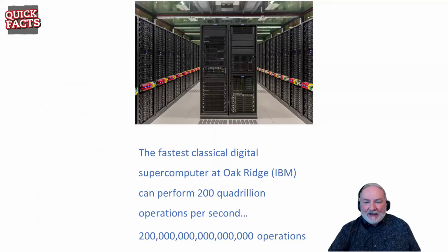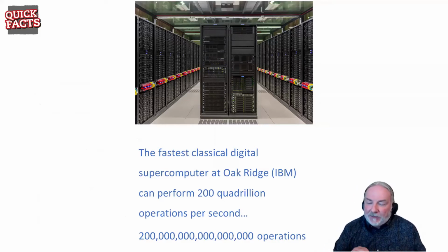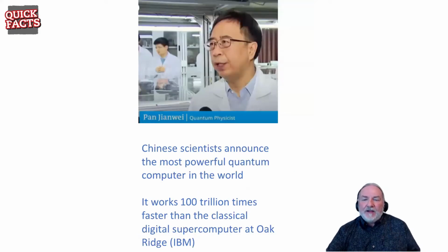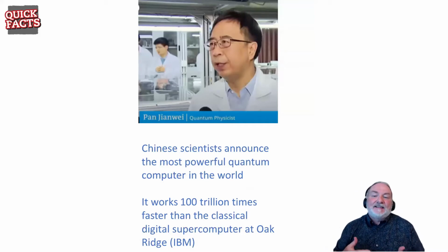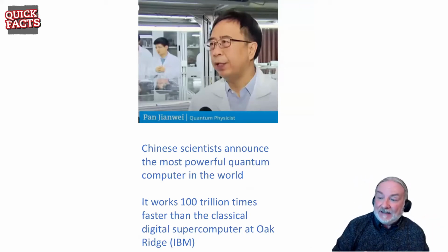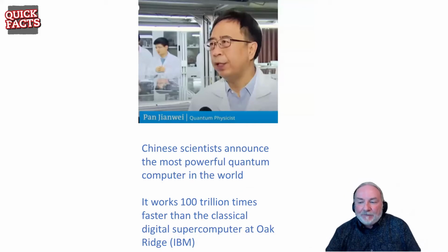Right, so here's some of the facts I want to get over to you. Now, listen to this. The fastest classical digital supercomputer, which is an IBM one at Oak Ridge, can perform 200 quadrillion operations per second. So this is nothing to do with quantum computing. This is a supercomputer. Isn't that absolutely amazing? 200, and I think it's 15 zeros. It's unbelievable. Then the question comes, Chinese scientists announced about a year ago now the most powerful quantum computer in the world. It works 100 trillion times faster than that computer I was just extolling the virtues of.